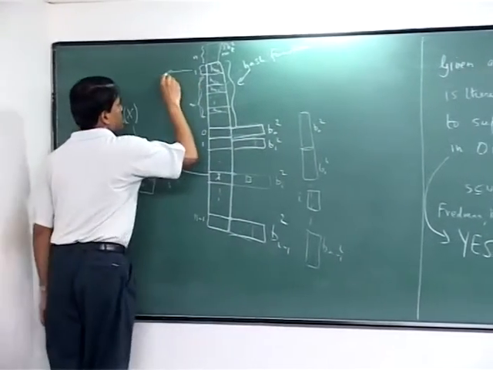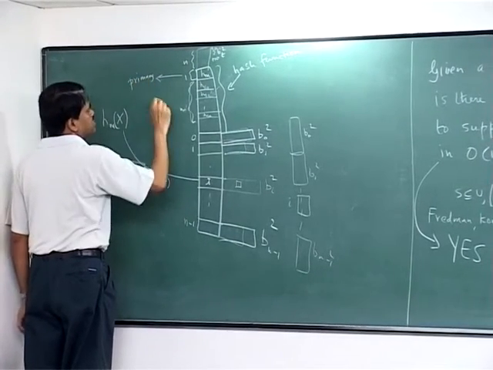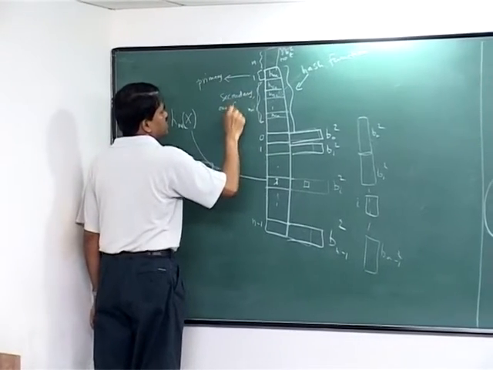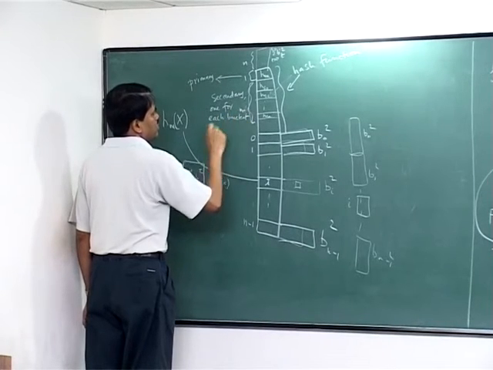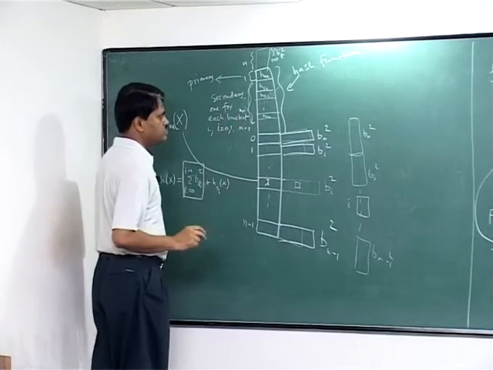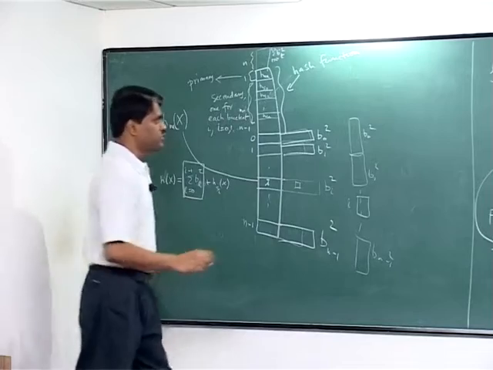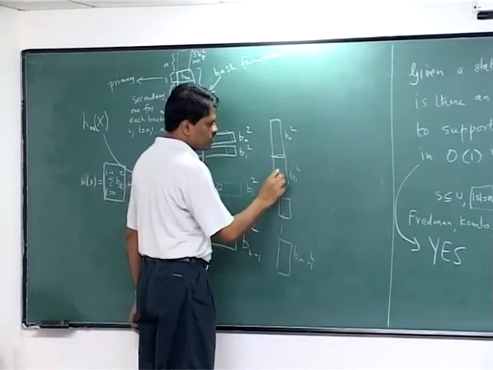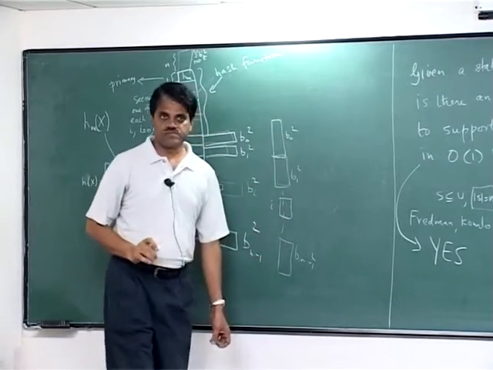So this is primary. And this is secondary, one for each bucket, i going from 0 to n minus 1. So the first bucket has b0 square space, then b1 square space for the second bucket and so on, and the total is almost 2n.